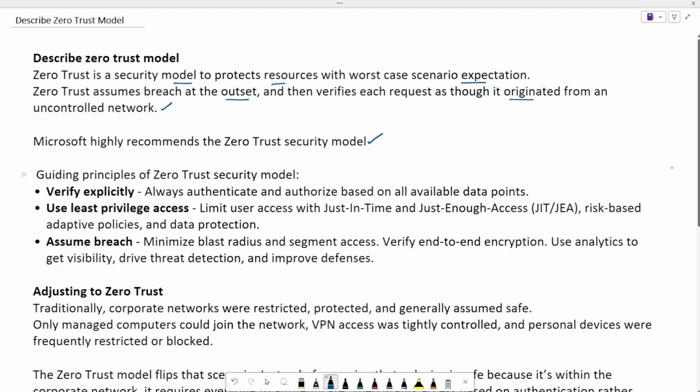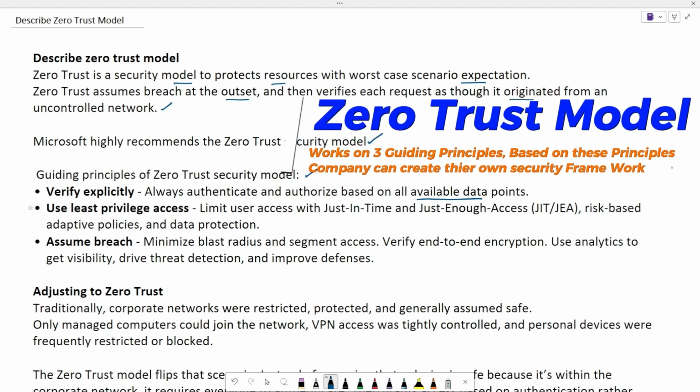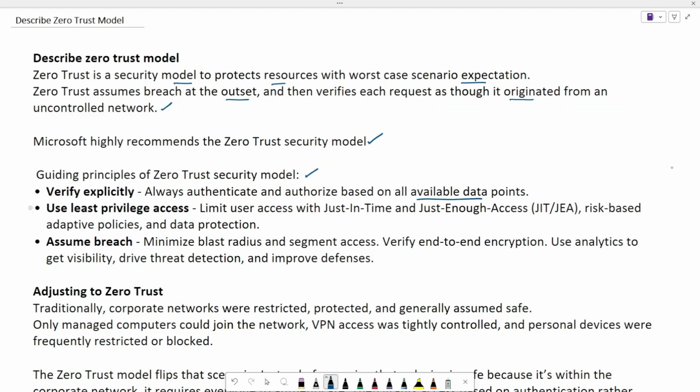There are very important guiding principles of the Zero Trust security model. These three guiding principles are: verify explicitly. Basically it means always authenticate and authorize based on all available data points. Unless you authenticate and authorize, you will not be provided the access. Next is use least privilege access. Limit users' access with just in time, just enough access, and risk based adaptive policies and data protection.